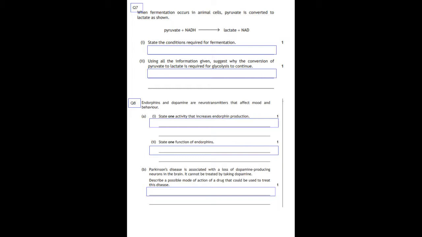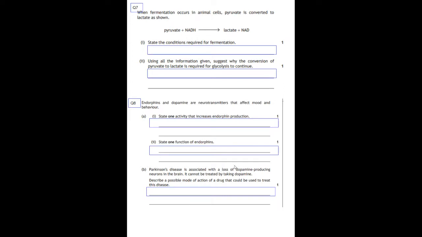The endorphins reduce pain or the intensity of pain. They induce a feeling of euphoria, pleasure, happiness. You can accept as a natural painkiller, or accept they inhibit pain or activates the reward pathway. But you can't say, sorry, activates the reward pathway, because then you'd be talking about dopamine.